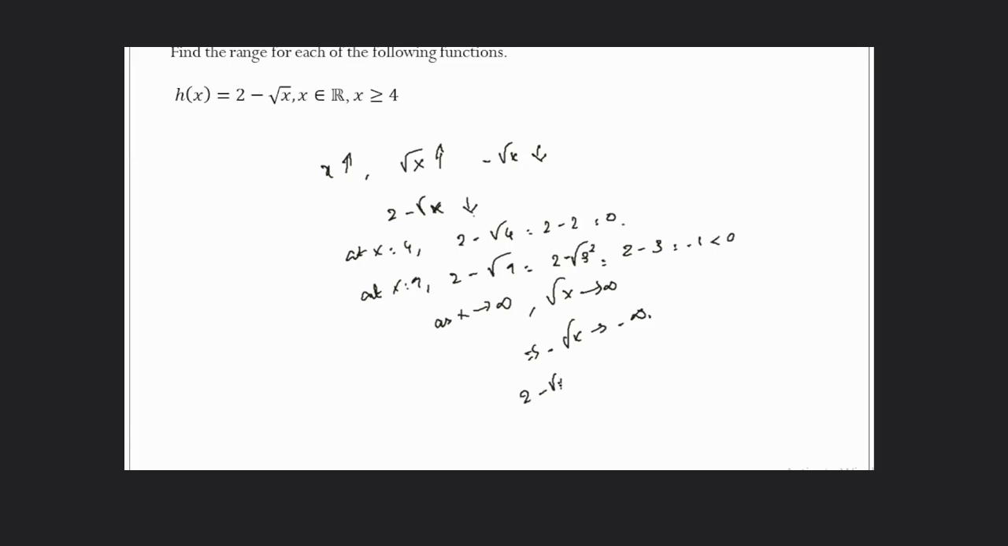So 2 minus root x reaches minus infinity as x tends to infinity. So minus infinity comma the maximum value 0. This would be the range of the given function.